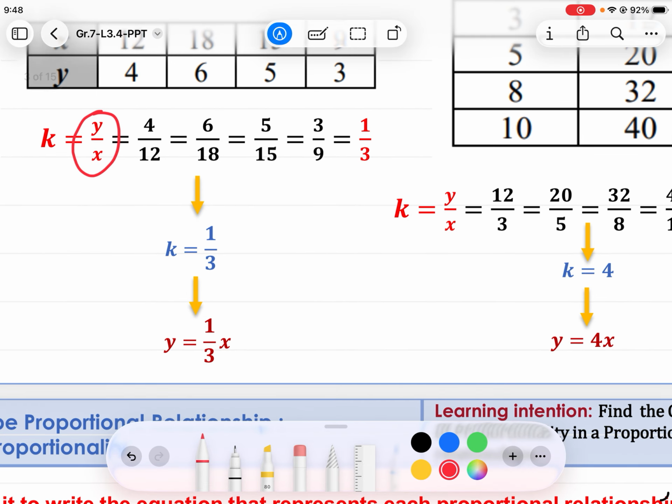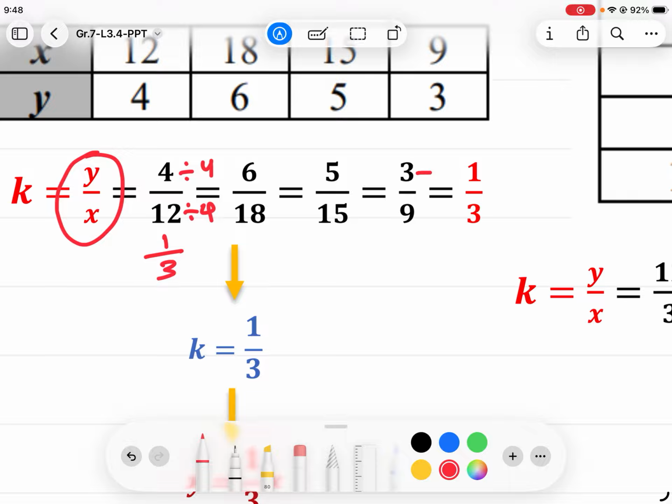12 divided by 4, that will be 3. We're done. Same thing you do, for example, with 3 and 9. What's the common factor between them? That will be 3. So divide by 3, you end up with 1/3. Okay? So again, if you want to get your constant of proportionality, you have to simplify each fraction.